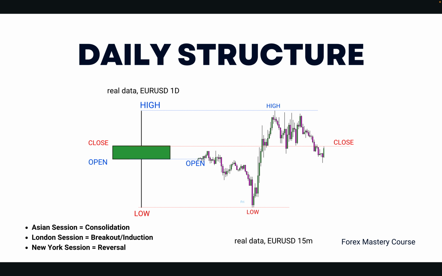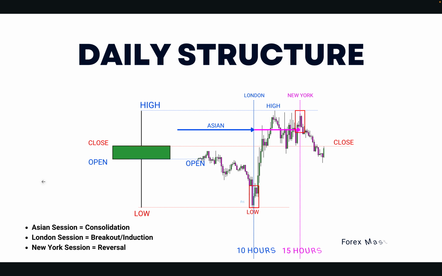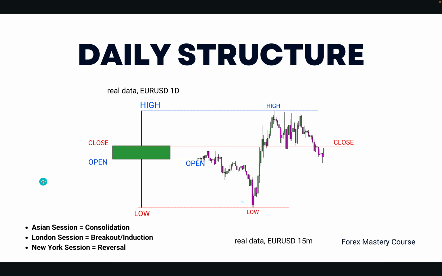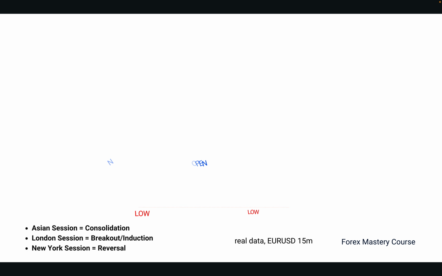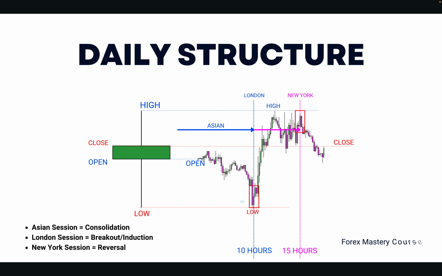Alrighty. Now this looks like we're going over a little bit more of the anatomy of the candlestick. But here, we're including the anatomy of the candlestick with Asian session, London session, and New York session. So we're just including the sessions here. Once again, this is the same structure, but if we include the sessions, we have Asian session, London session, and then New York session.